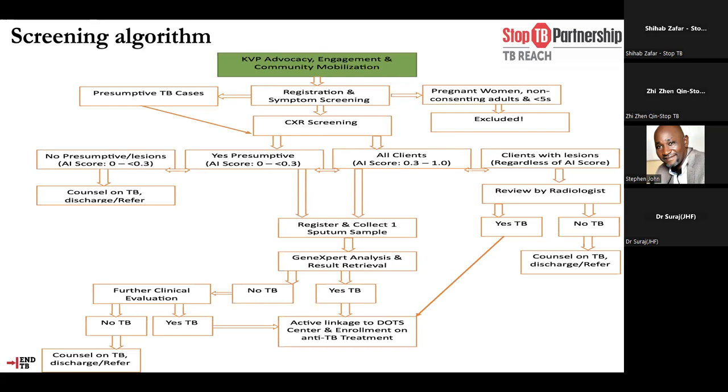Then the fourth group are clients that have lesions in their chest X-rays. Let me pause here and say that after the entire screening exercise, we sit down and look at these X-rays, and we are able to see some of them that have lesions, whether the AI score is less than 0.3 or more. We take them to our radiologists. We identified radiologists who review these X-rays, and out of this, they're also able to come up with a diagnosis of TB or not.